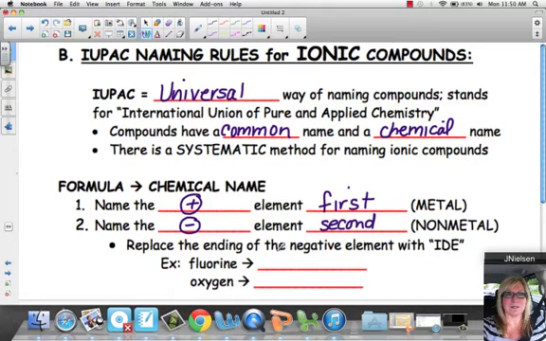Replace the ending of the negative element with IDE. So if fluorine is the second element, it would change to fluoride. If oxygen was the second element, it would change to oxide.